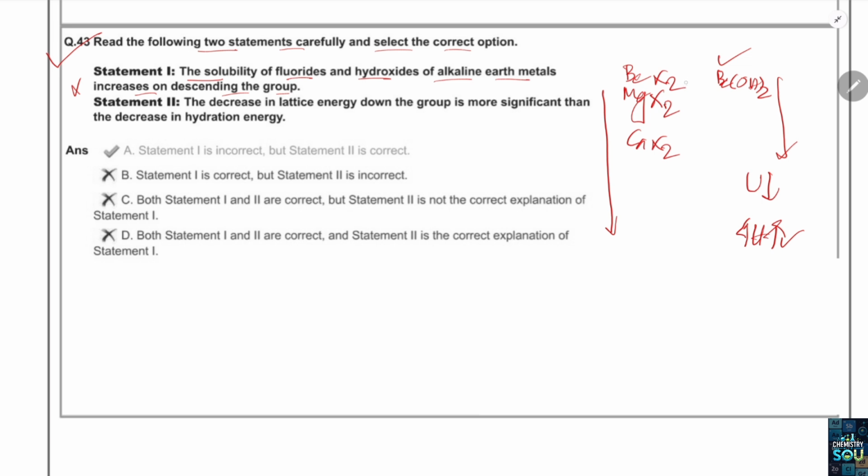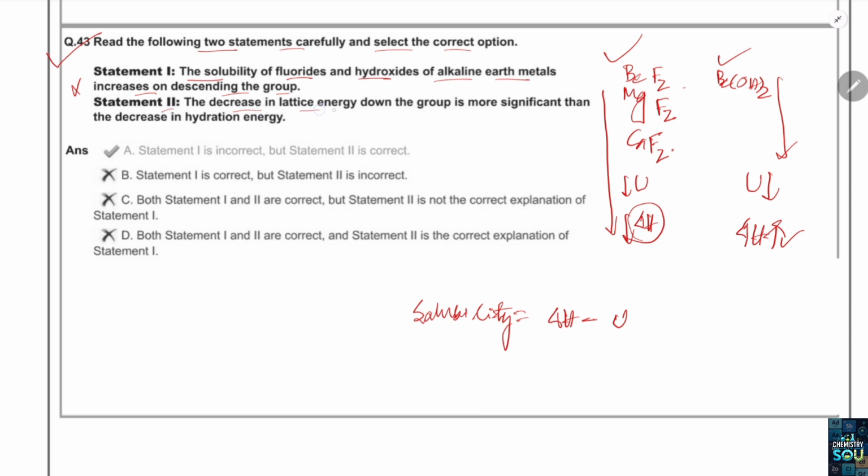But for the halides, specifically the fluorides, down the group the lattice energy decreases and also the hydration energy decreases, and the solubility depends upon the hydration energy minus lattice energy. Basically the decrease of hydration energy is significant for the fluorides, so that's why the solubility is low. Down the group the solubility decreases. So the first statement is wrong.